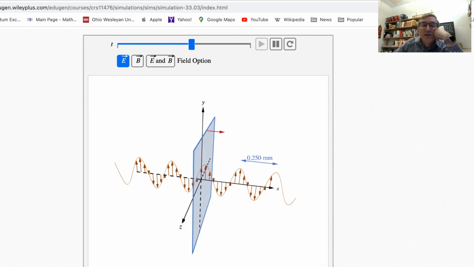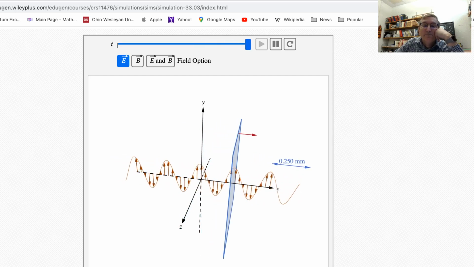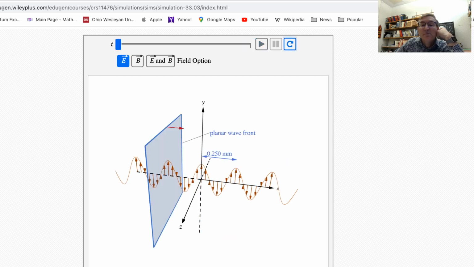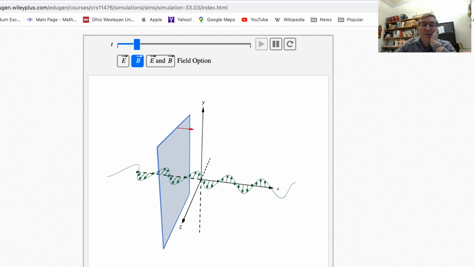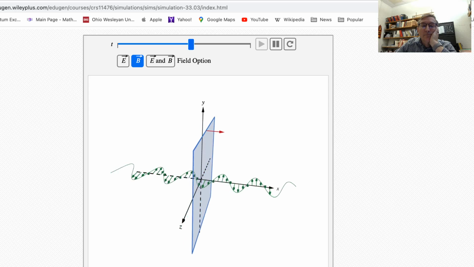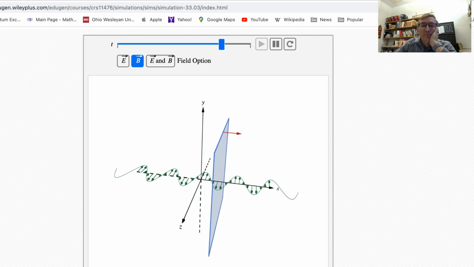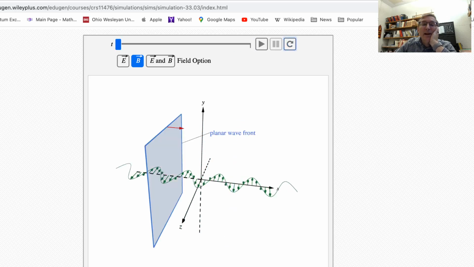So that shows the oscillations of the electric fields at different points right on the x-axis as a function of time. And the electric field's oscillating parallel to the y direction. Now there's the magnetic field part. It's oscillating parallel to z. And we can watch that plane wave front move for that wave. Okay, and then we can put them both together. E and B. It gets a bit busy, but that's what's happening.